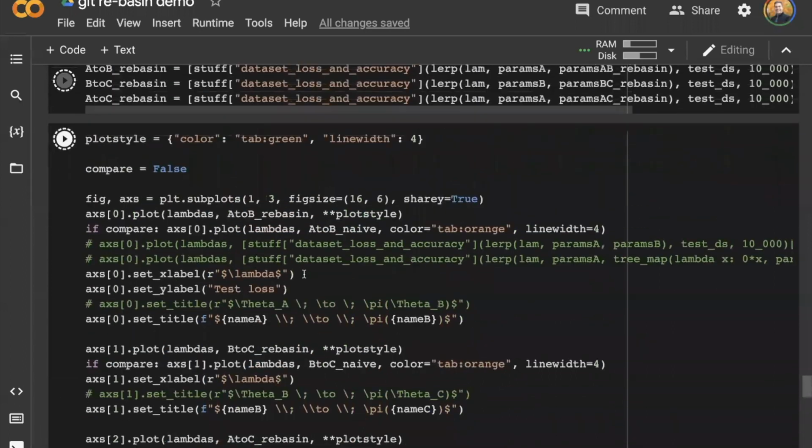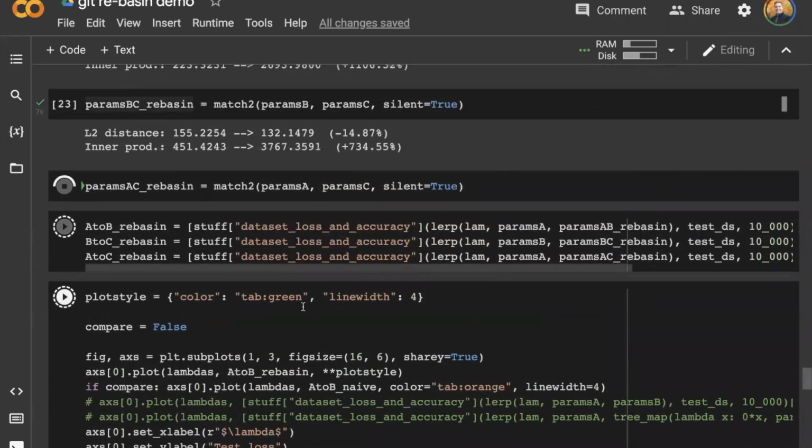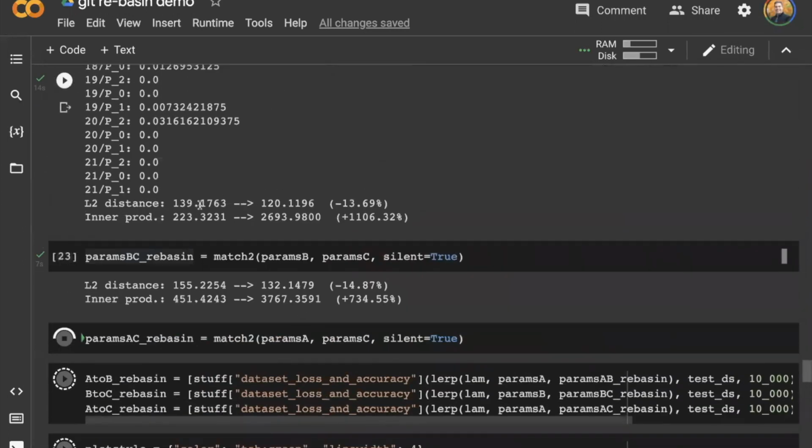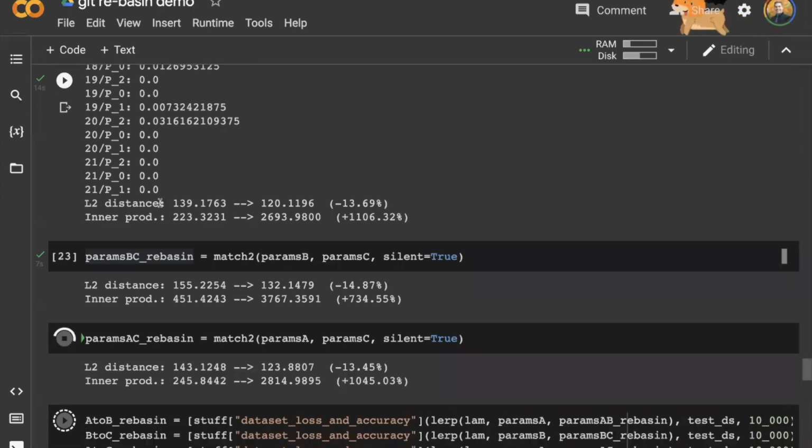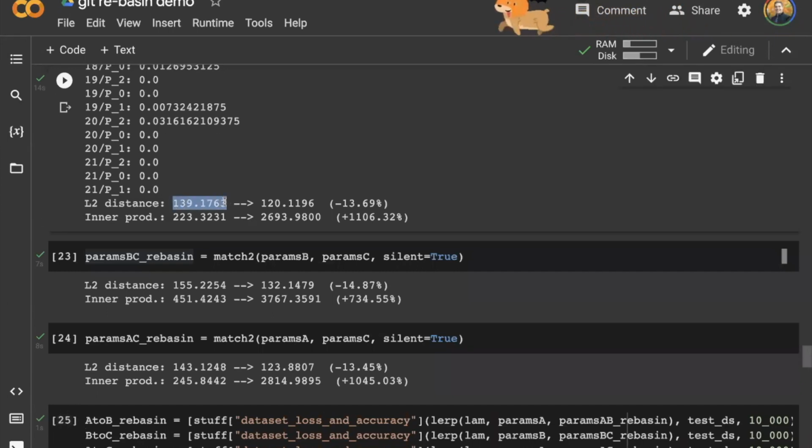And then we can plot them. And here also, just while that's going, I'm also printing out some differences in the metrics before and after this move. Before, the L2 distance between these two models was 139, and afterwards we got 120, so that's a decrease of 13%. But the inner product really shoots through the roof, so you can see the inner product of these two models increases substantially.